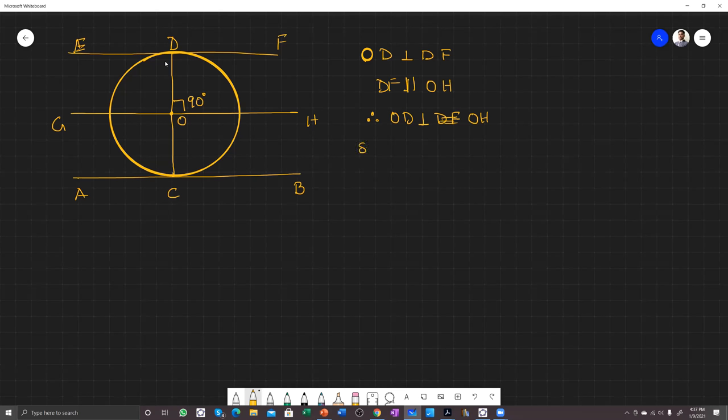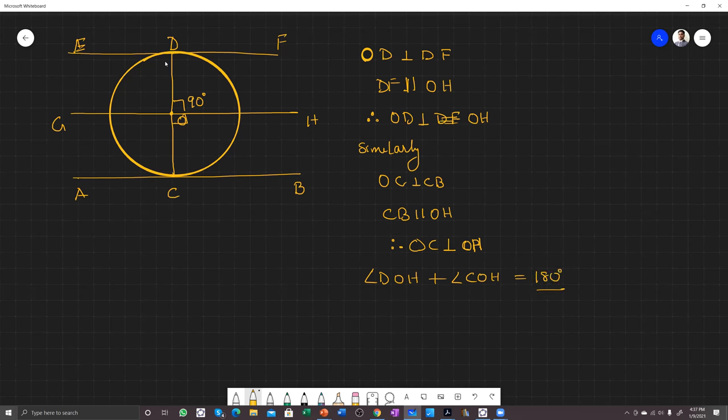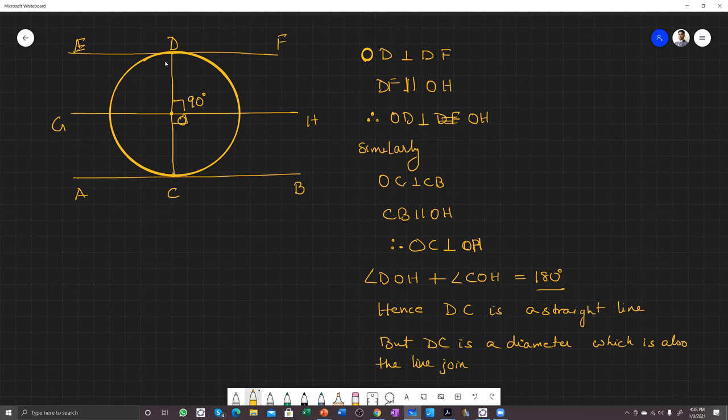Similarly, you can prove that OC is perpendicular to CB and CB is parallel to OH. Therefore, OC has to be perpendicular to OH. So you can now say that angle DOH plus angle COH is equal to 90 plus 90, that is 180 degrees. Hence, DC is a straight line. Now you have to say that DC is a diameter which is also the line joining the two points of contact.